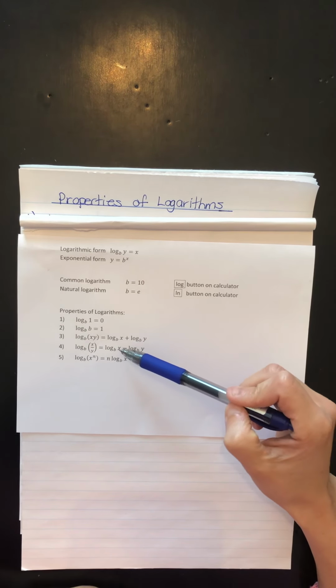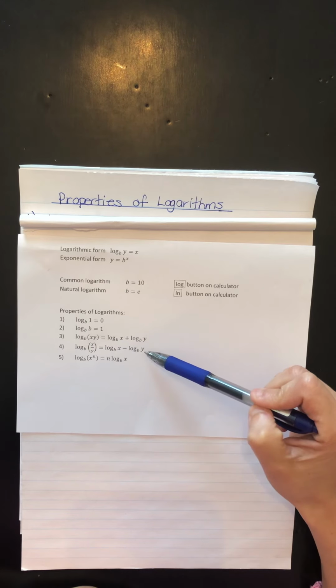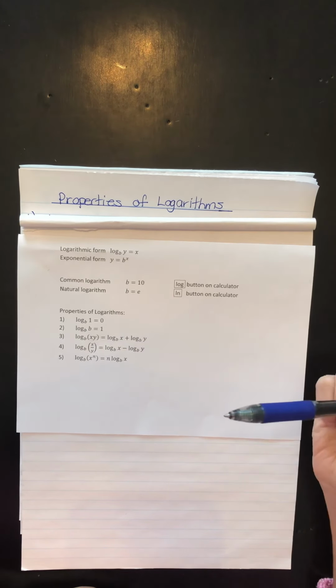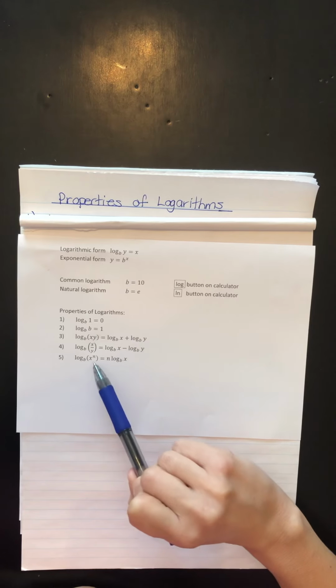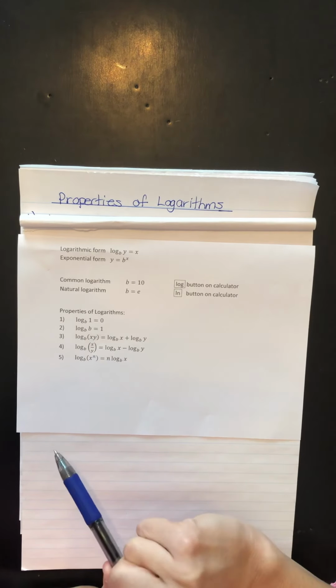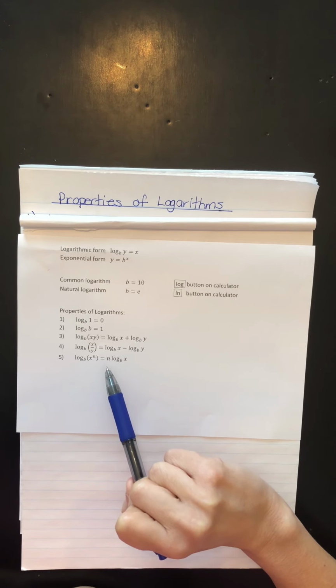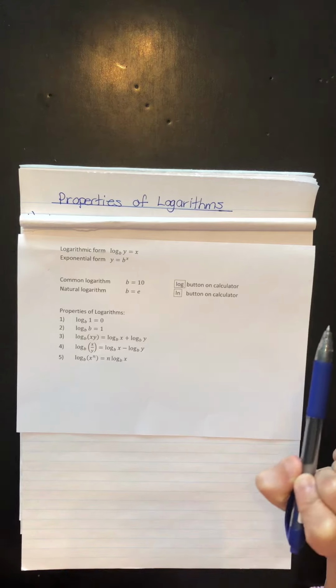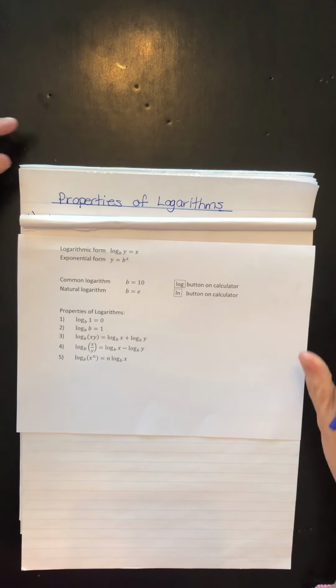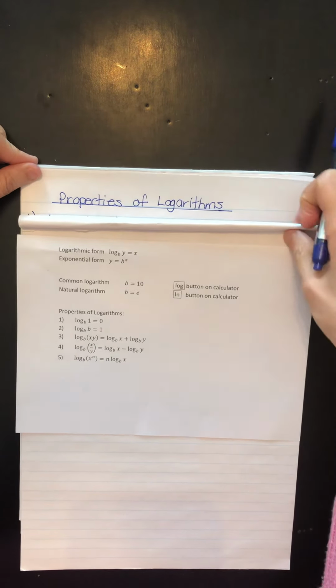Note that it's log x minus log y, where x is the numerator. And lastly, if we have a power, this is the same as n being the coefficient out front of the log x. Okay, so we're going to practice using those properties now within some examples.